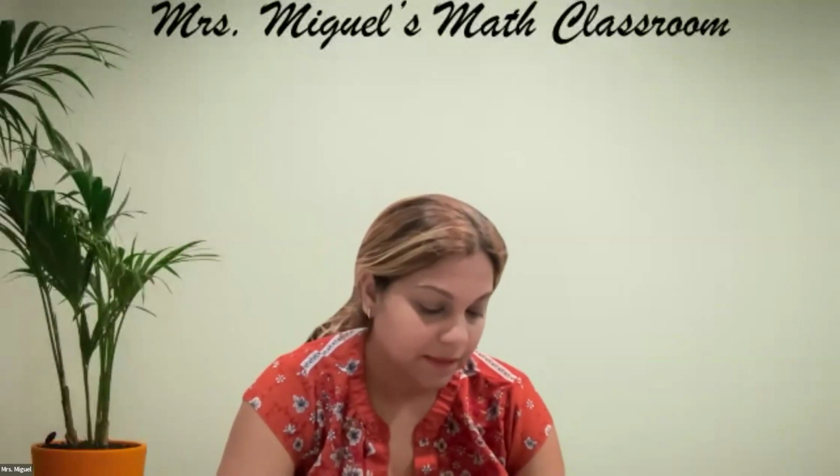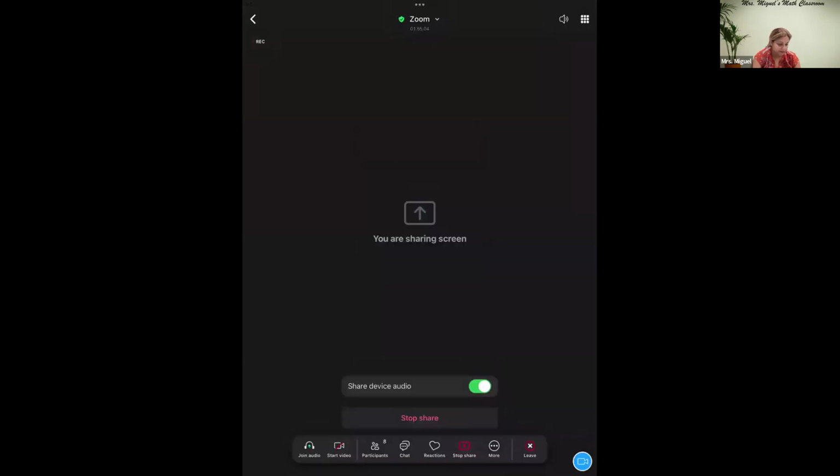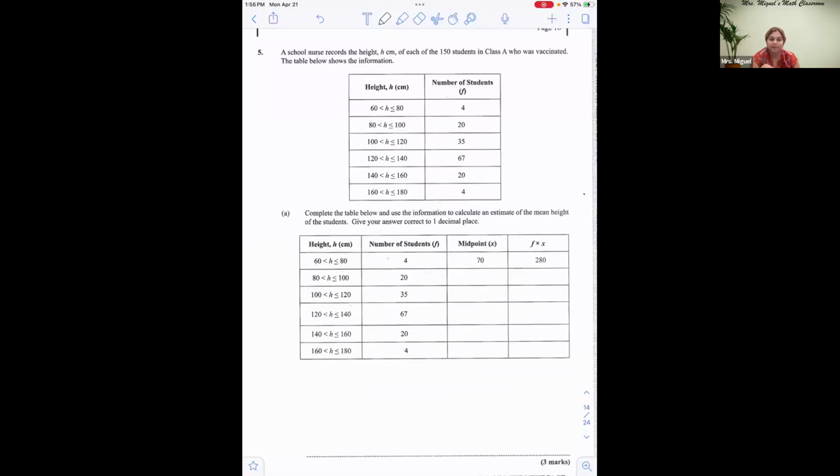So we want to look at one question before we go, looking at group data and finding the estimate of the mean. And this one is taken from May, June 2022. I strongly believe we will get a table similar to this. So they're asking for the estimate of the mean. So you have the table there. They give you the first row there, and you're expected to complete it. It is 3 marks. So as best as you could, let's work out the mean. Go ahead.